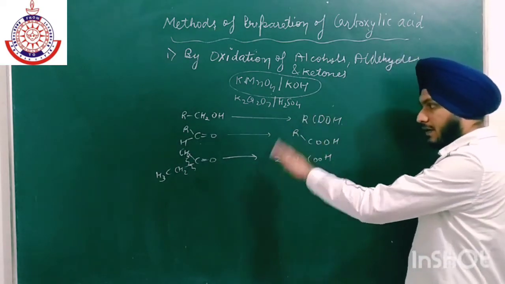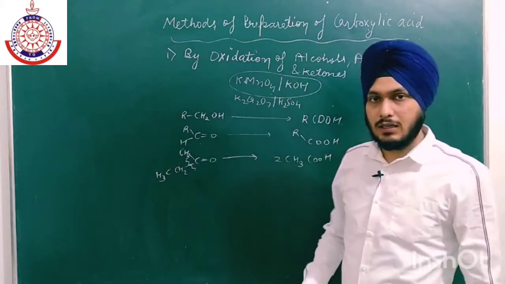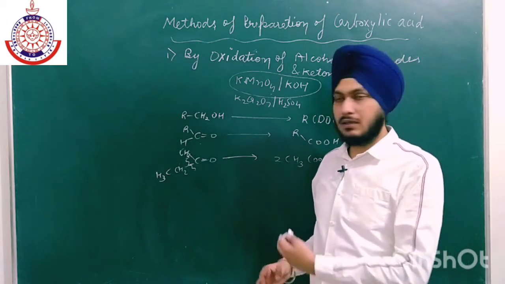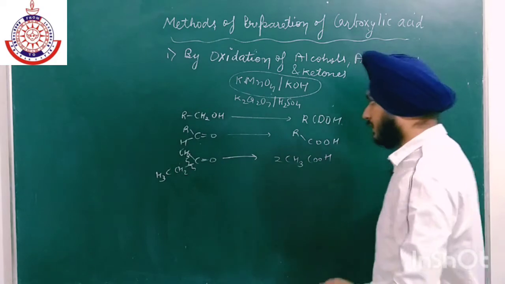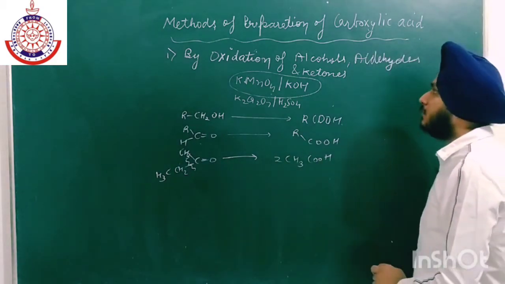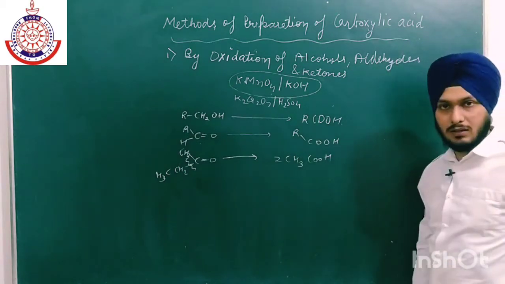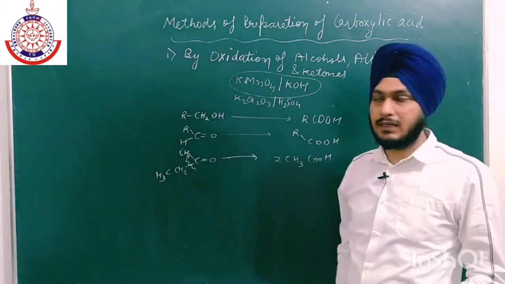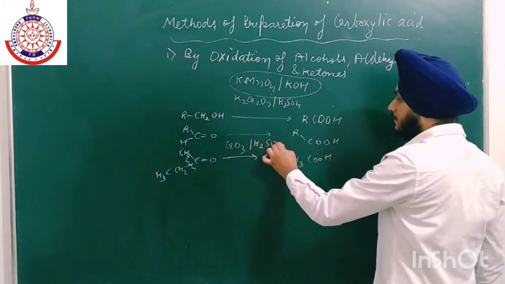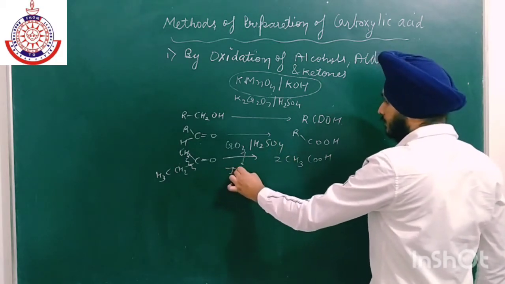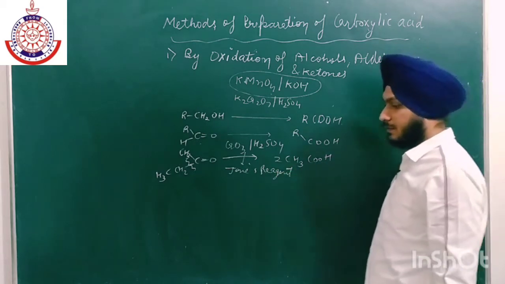We have already discussed this part in the chemical properties of aldehyde and ketone. So all the reactions which we will discuss now are repeating; we have already covered those reactions. So this is the first method of preparation of carboxylic acid by oxidation of aldehyde, alcohol, or ketone. We can also use some other reagent like CrO3 H2SO4. This is known as Jones reagent. So this is the first method of preparation.